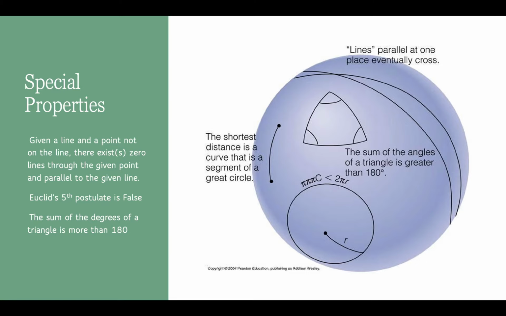And then this also proves Euclid's 5th postulate is false, because even though these lines could be parallel at one point, the lines will eventually cross each other at some point on the sphere.